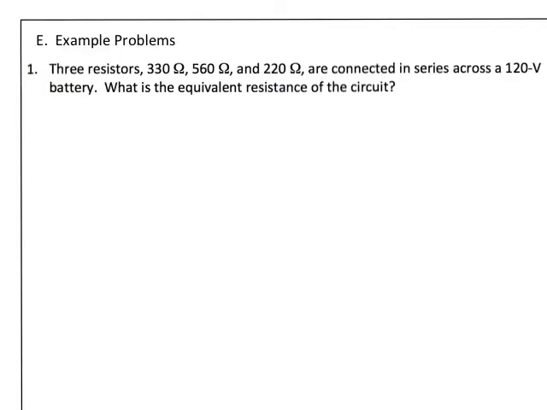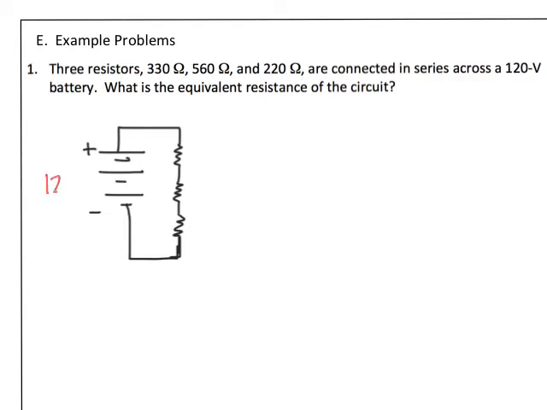So we have an example problem. You are not required to draw a schematic diagram, but I find sometimes that it's helpful, so I'm going to go ahead and draw out that picture for you. So you would have a battery, and in this case, our battery is 120 volts, and then we've got 3 resistors that are connected in series, so all 3 of those resistors are in the same loop. I'm going to go ahead and label those. We've got 330 ohms, 560 ohms, and 220 ohms.